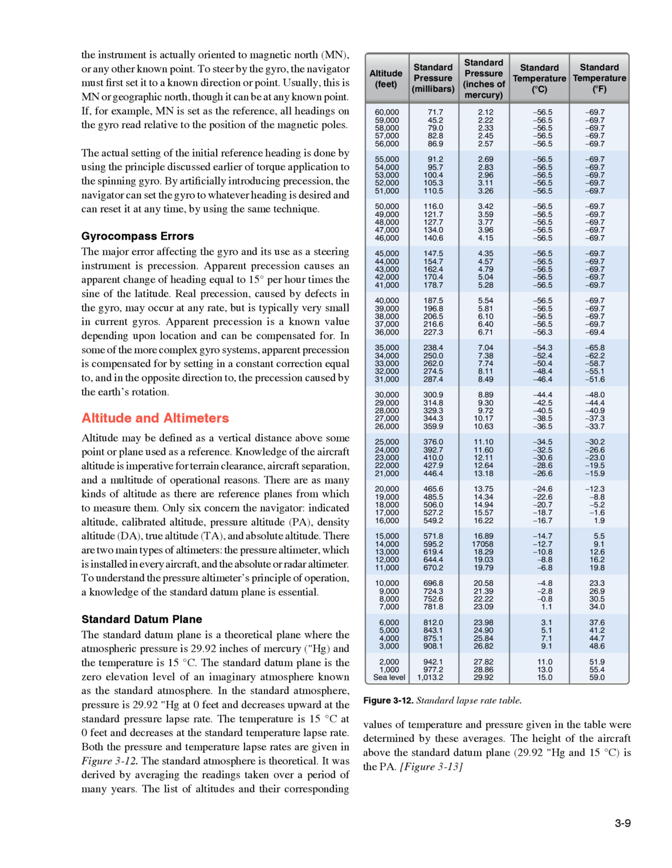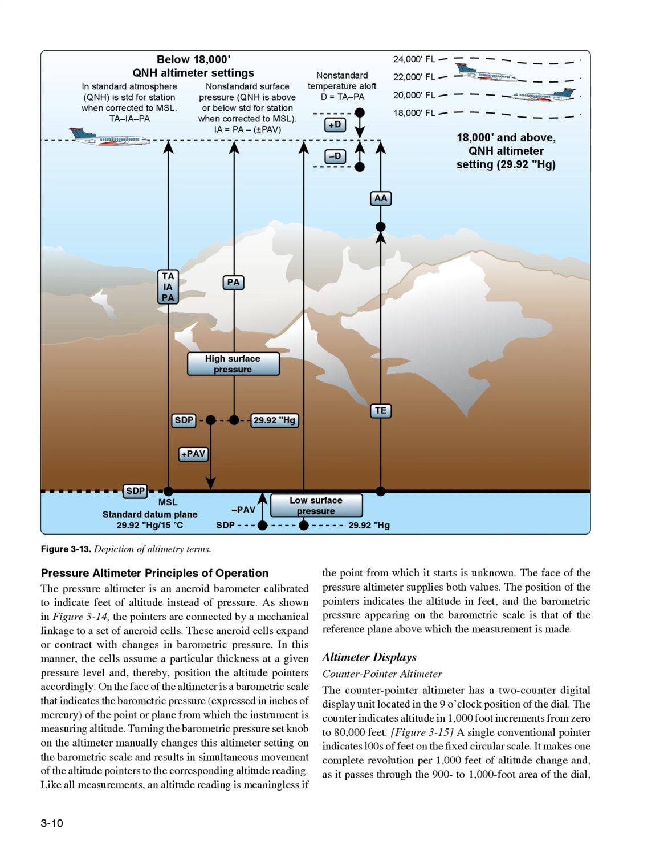The standard atmosphere is theoretical. It was derived by averaging the readings taken over a period of many years. The list of altitudes and their corresponding values of temperature and pressure given in the table were determined by these averages. The height of the aircraft above the standard datum plane, 29.92 Hg and 15 degrees Celsius, is the PA. Figure 3.13. Pressure altimeter. Principles of operation. The pressure altimeter is an aneroid barometer calibrated to indicate feet of altitude instead of pressure.